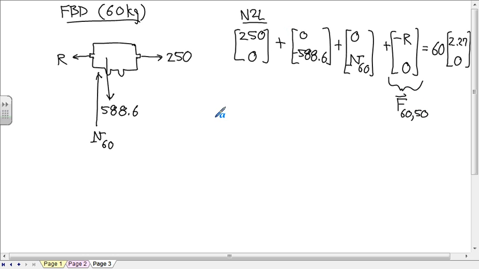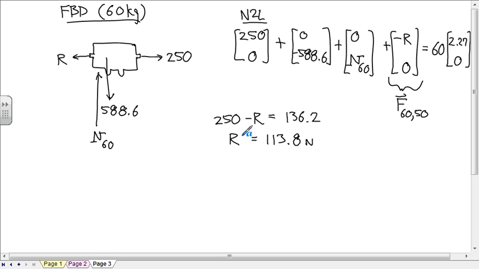And so the first equation says 250 minus R is equal to, can someone calculate 60 times 2.27? 136 point what? And so solve for R and you get 113.8, I think, in this case. That's just round off error, the difference from the 113.5 that we had before. Okay, so R is equal to 113.8.